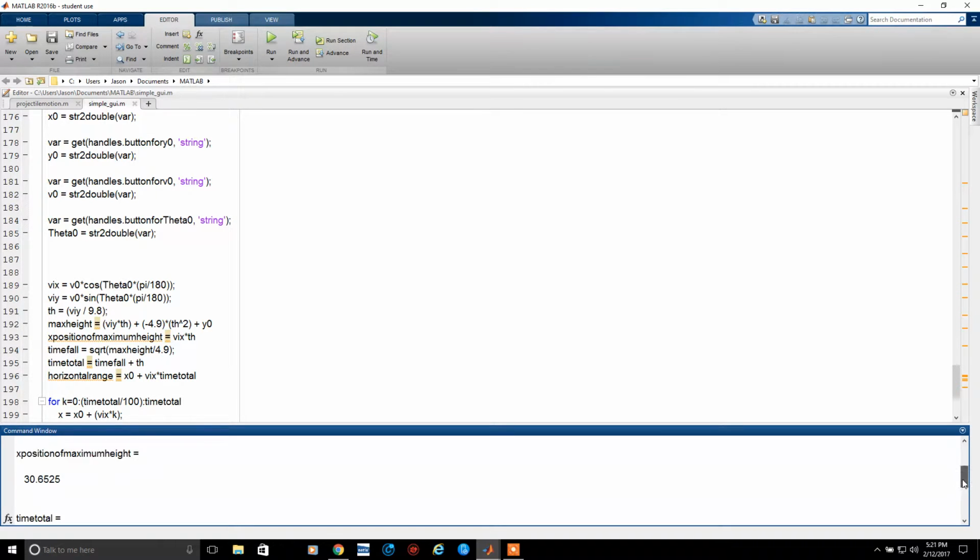And then we also were able to calculate the X position where the height is at its maximum, which is at 30.65 meters in the X direction.